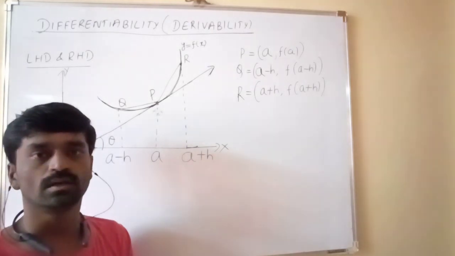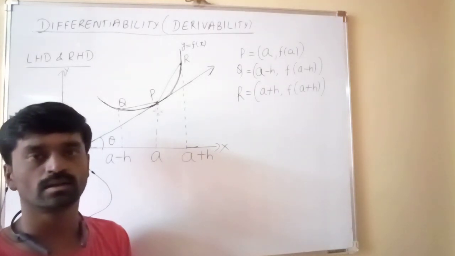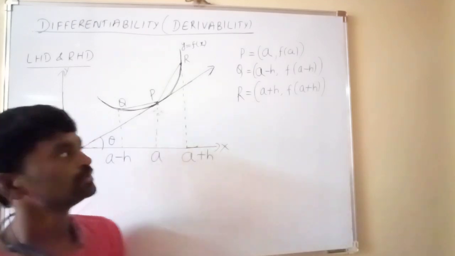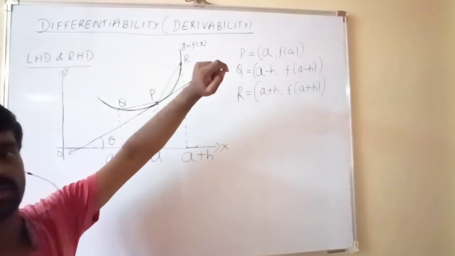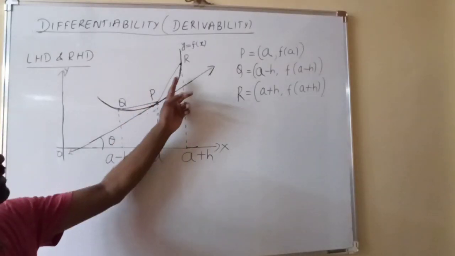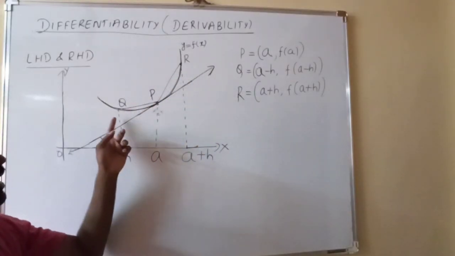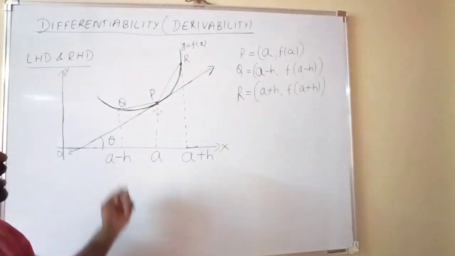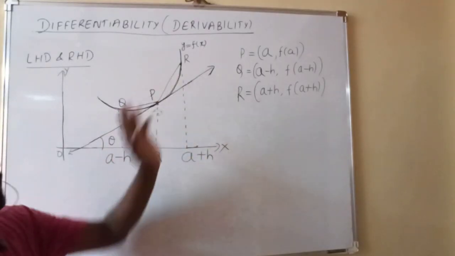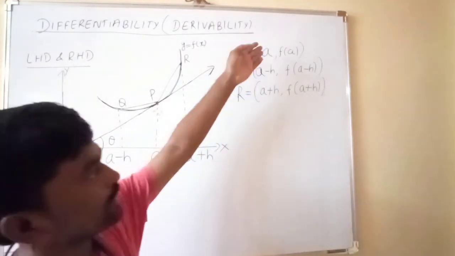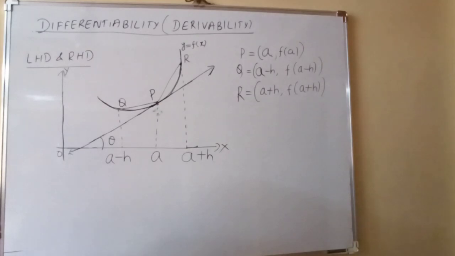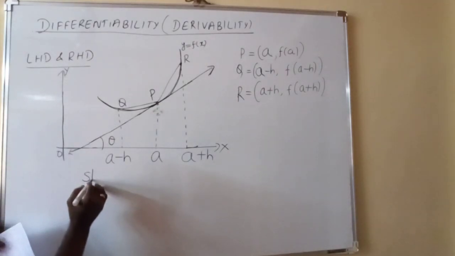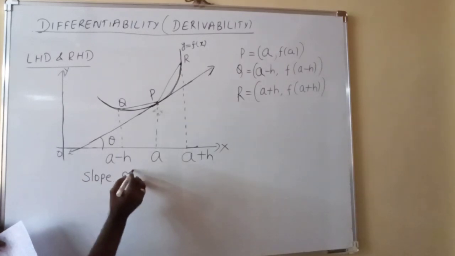Now I am discussing left-hand derivative and right-hand derivative geometrically. Consider y is equal to f of x, and P is a fixed point (a, f of a), and Q and R are points closer to P that also lie on the curve. Q lies on the left side and R lies on the right side. Suppose I first find the slope of PQ.